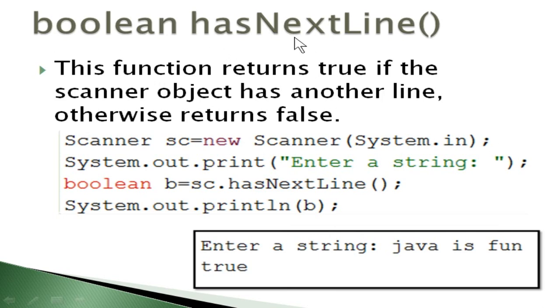In the same way, hasNextLine. This function returns true if the scanner object has another line, otherwise returns false. Here also a line of text will be taken, including spaces. If you have a token like that, the whole sentence or string, the full line will be taken, and it checks whether it has a token of any data type, then it returns true. It doesn't check whether it is a string, a character, a number, or a decimal value. It just returns true if you have a line of tokens.